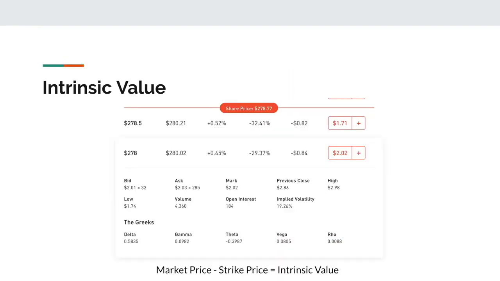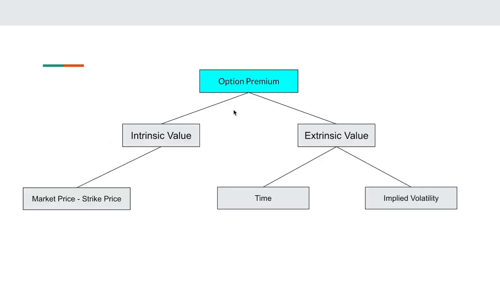So just to recap a little bit, an option premium, which is the total cost of the option, as we showed you on the previous video, which is the $2.06, for example, multiplied by 100, is made of two different sections, which is intrinsic value and extrinsic value.